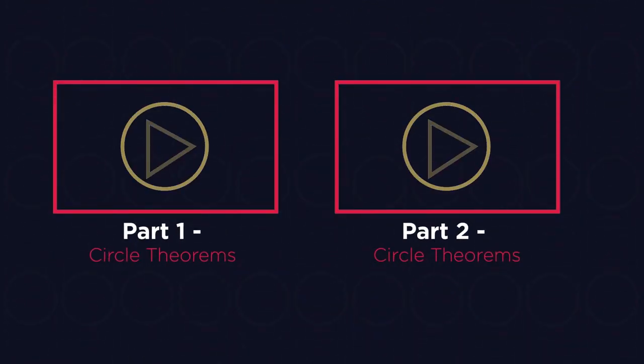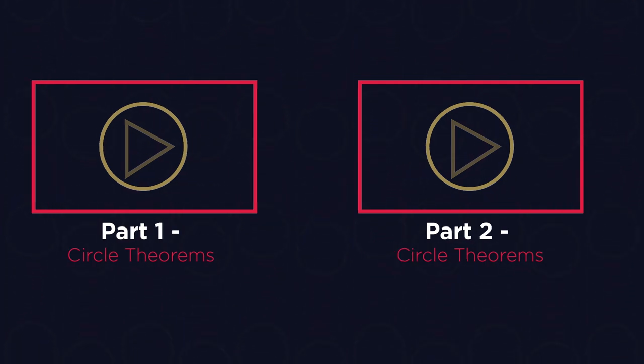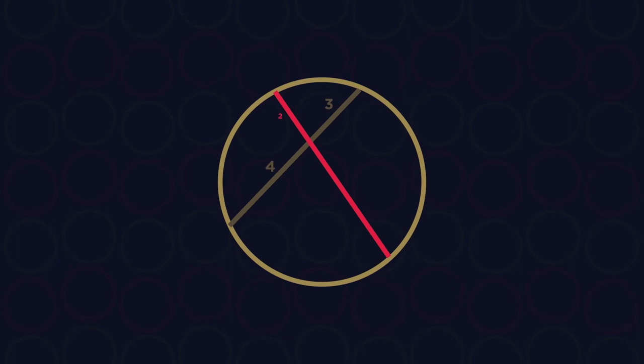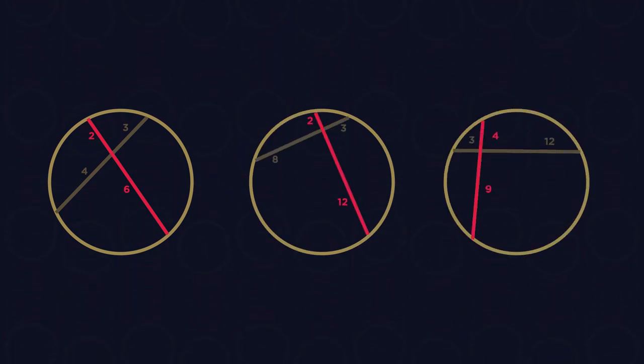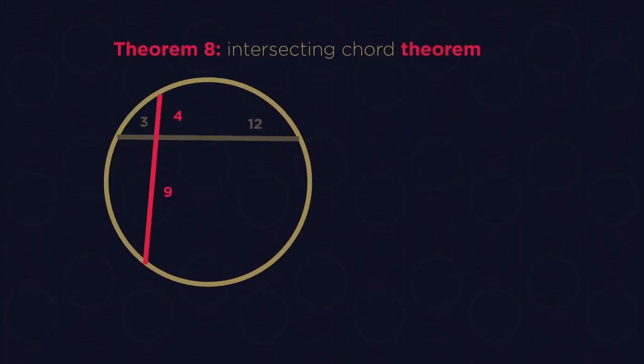We've now covered most of the theorems in part one and part two. All we have left to look at is intersecting chords. What do you notice about the relationship between the lengths of each segment of chord? This is known as the intersecting chord theorem.